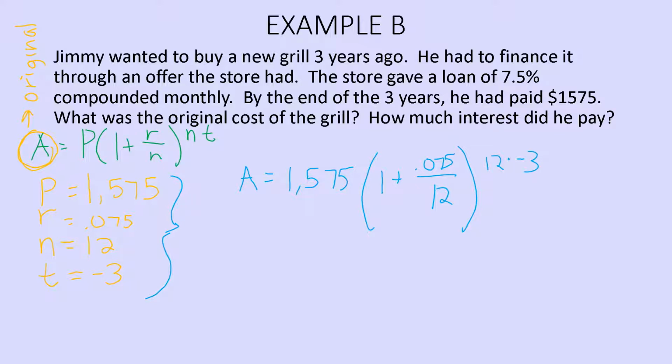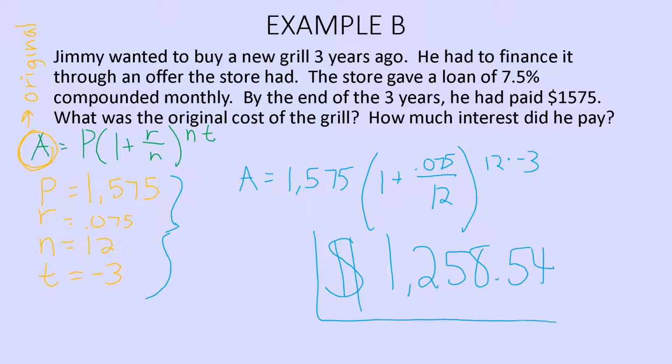And once you plug that into a calculator, you are going to get the original cost being $1,258.54. And that will be your answer to what was the original cost of the grill.